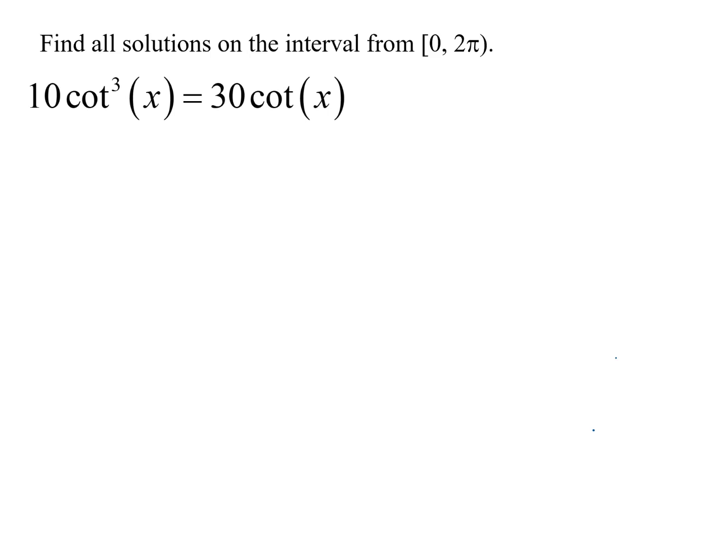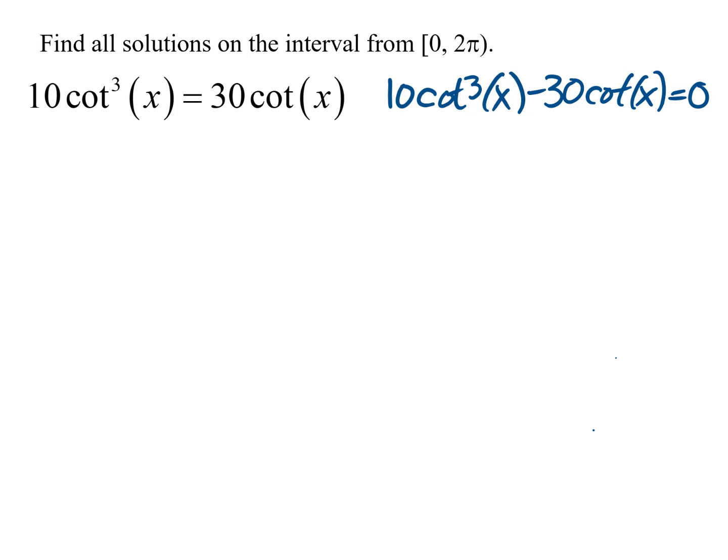So we want to find all solutions on the interval of 0 to 2 pi for this equation. The first thing I see is I have like trig functions. They're both cotangent, so I'm going to get them together on the same side. So I have 10 cotangent cubed of x, subtracting the 30 cotangent x term. It's going to come over here as 30 cotangent x, and the right hand side will be 0.